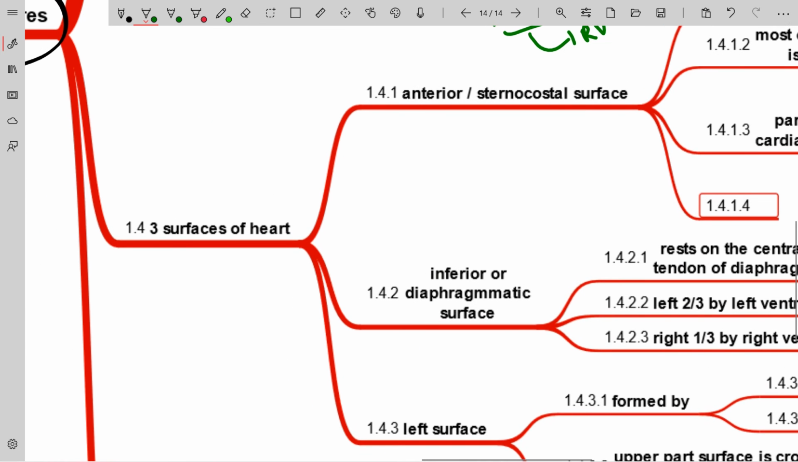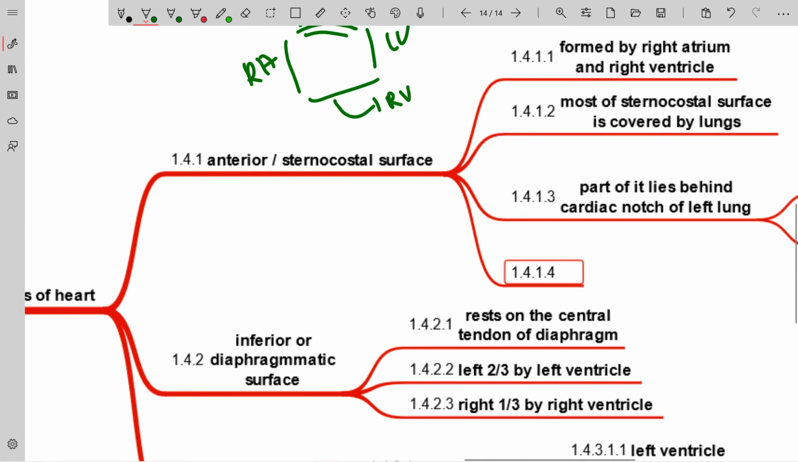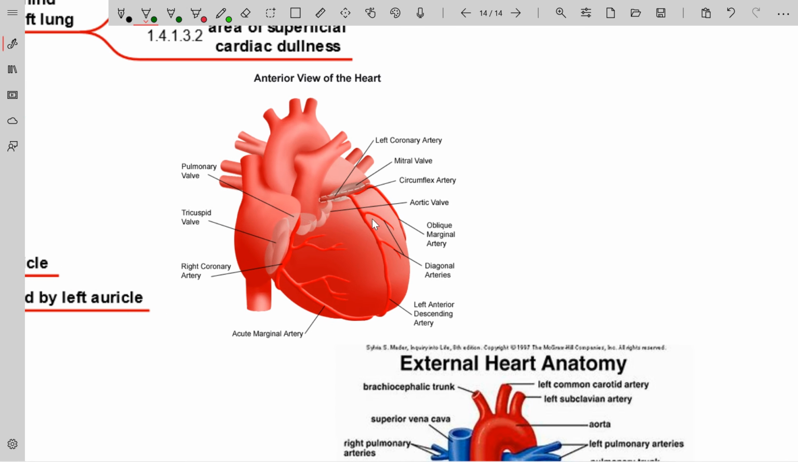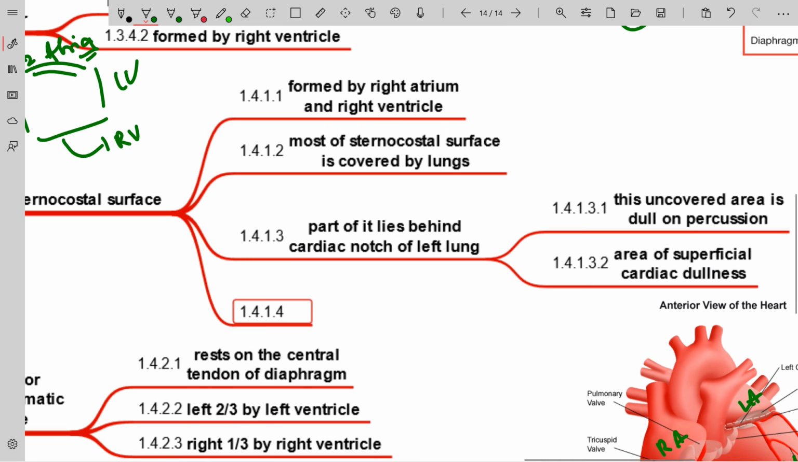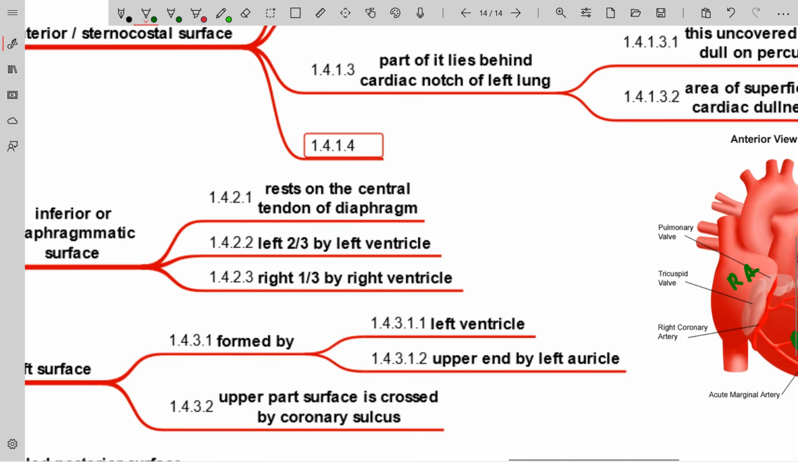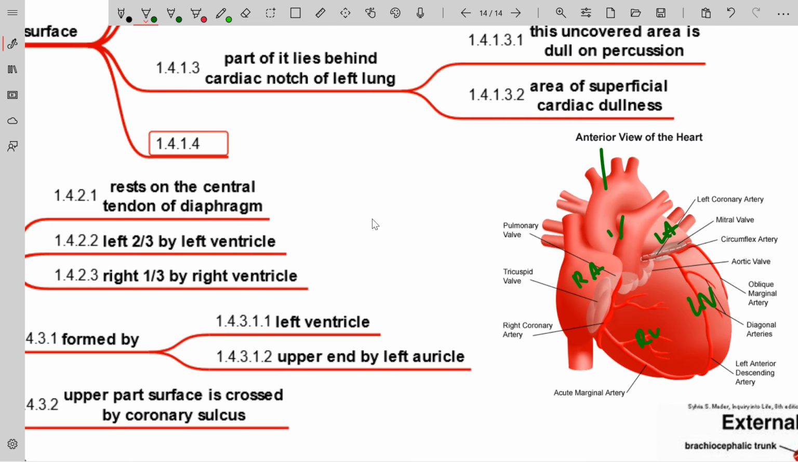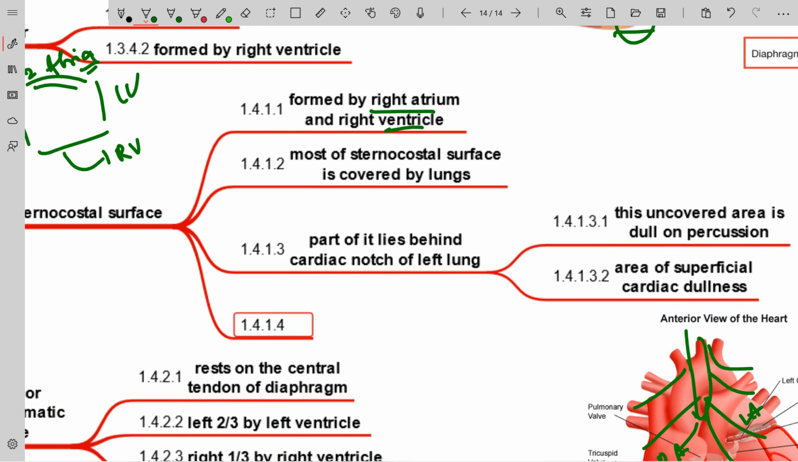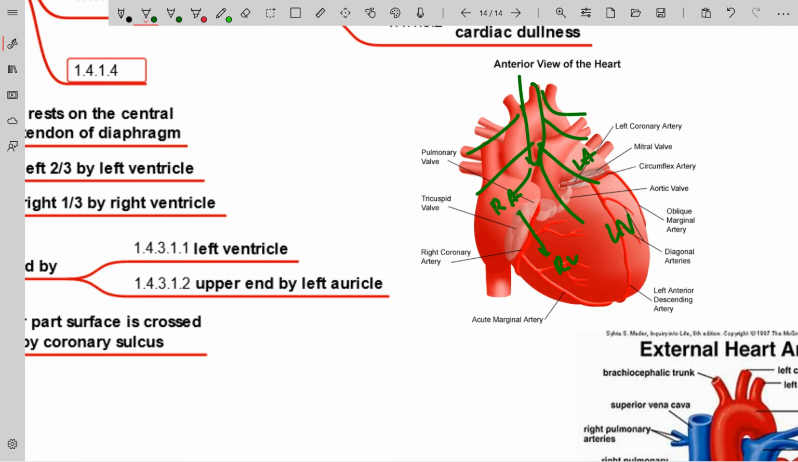What are the surfaces of the heart? Anterior or sternocostal surface. This is the anterior view of heart. This is the right atrium, right ventricle, left atrium. This is the sternocostal surface, covered by the sternum. It is formed by the right atrium and right ventricle, which form most of the sternocostal surface.